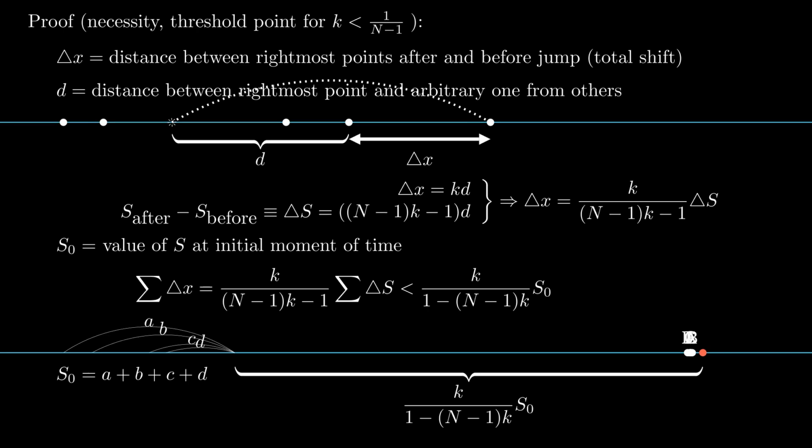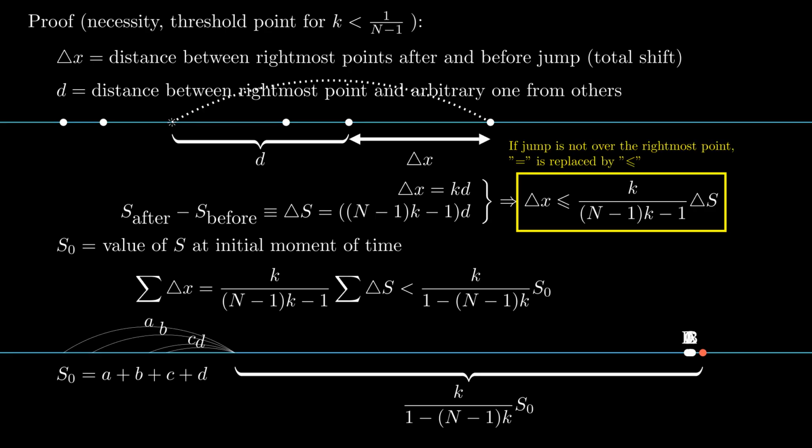If a jump occurs not over the rightmost point, the brilliant equality which we obtained, the main equality of the solution, is replaced by a less or equal sign. This leads to a less or equal sign in the next chain. These are the only changes. The conclusion and threshold point remain the same. Now the solution is complete.